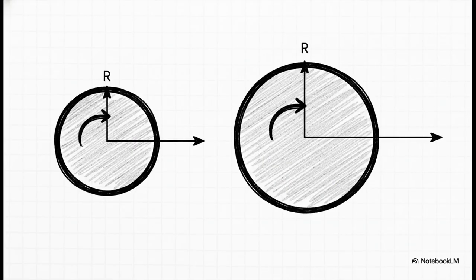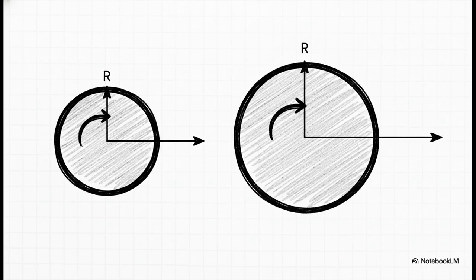Okay, but that's angular acceleration. How do we get the linear acceleration of that point on the rim? It's simple. You just multiply by the radius, r. Think about it. If you have a huge wheel, a point on the edge has to cover a lot more ground to keep up, so its linear acceleration is going to be bigger.